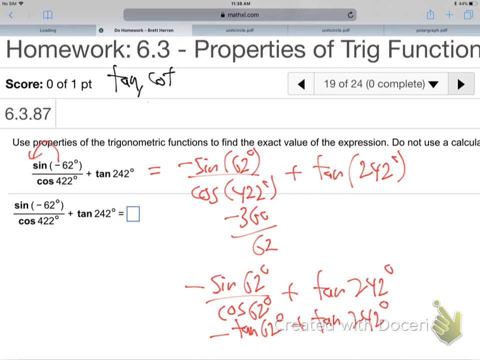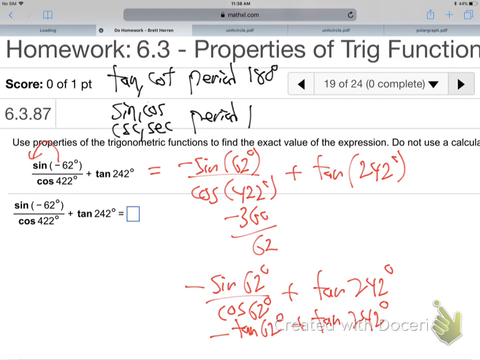Tan and cotan have a period, a cycle, that is 180, whereas sine and cosine and their reciprocals, cosecant and secant, have a period, a repeating pattern of 360. Yeah, do you remember that? I think we mentioned it the other day. And you never forget anything we say in here, right?